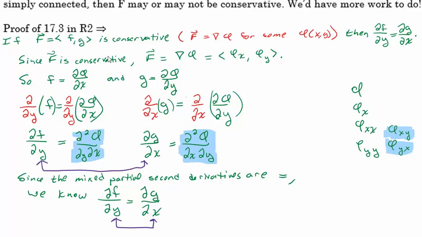All right, we started off with the fact that f was conservative and basically just set these two little single partial derivatives equal to f and g, and took the partial with respect to y of f and x of g, and then used the mixed partial derivatives being equal, and there you have it.